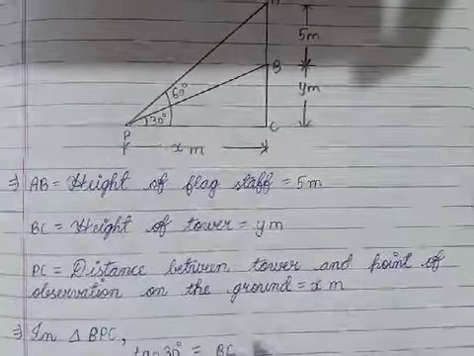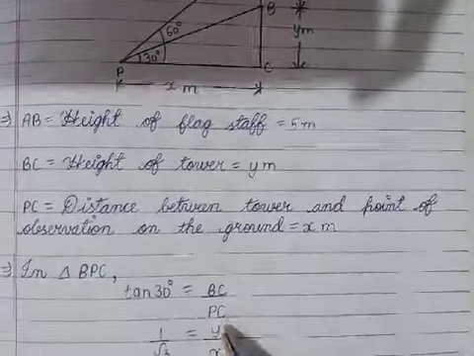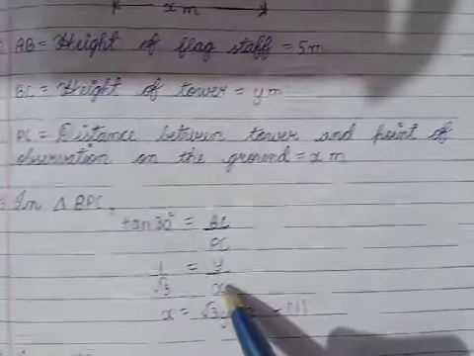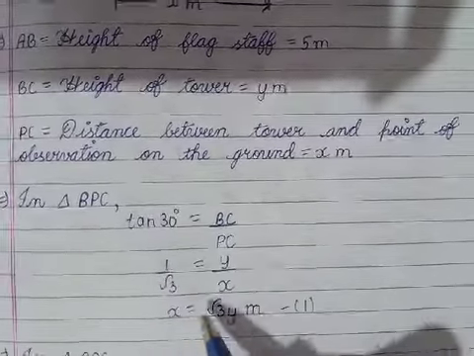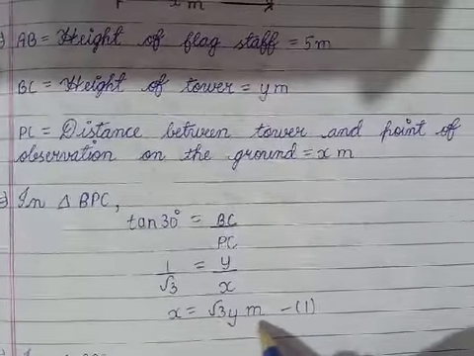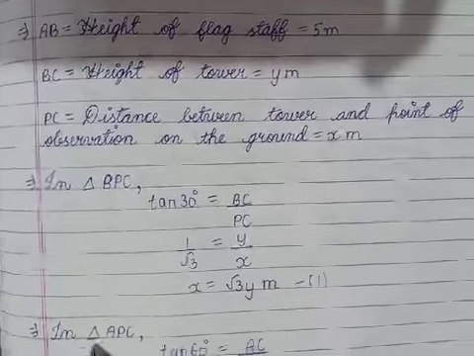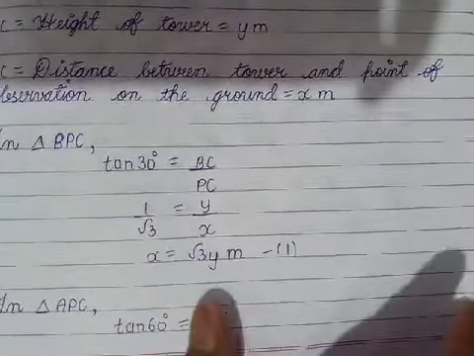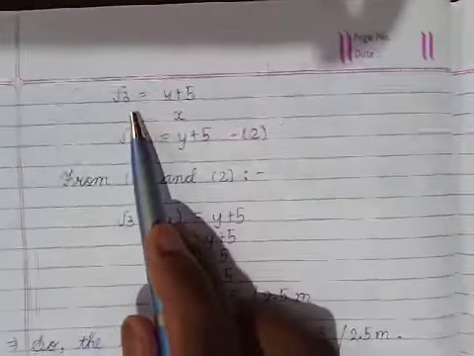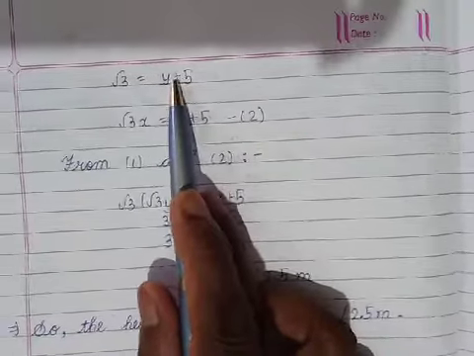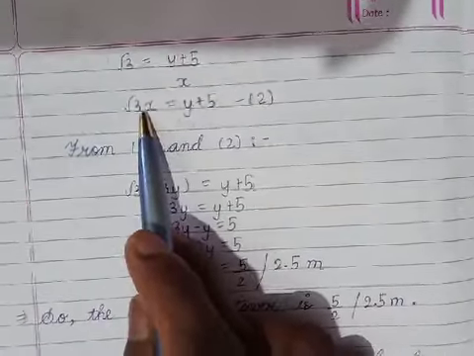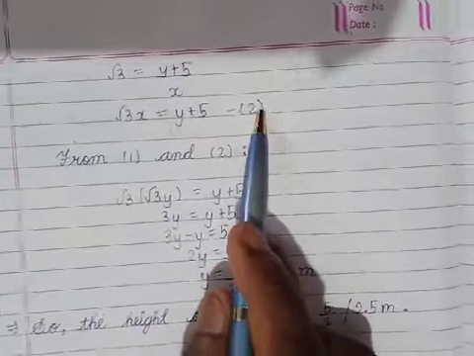BPC, tan 30 is equal to BC upon PC. So 1 upon root 3 is equal to y upon x. So x will be equal to root 3 y meters. Then next, in triangle APC, tan 60 is equal to AC upon PC. AC upon PC, you will get root 3 is equal to y plus 5 upon x. If you multiply it, you will get root 3 x is equal to y plus 5, second.